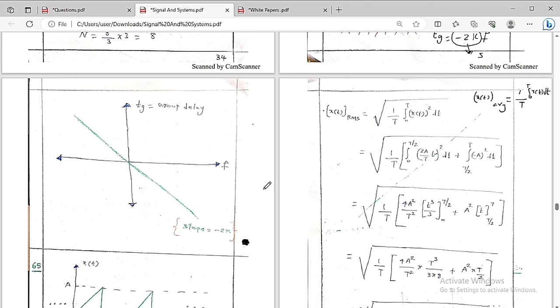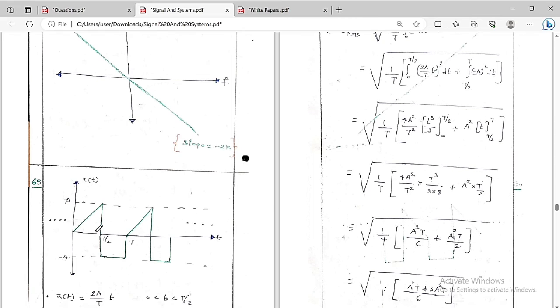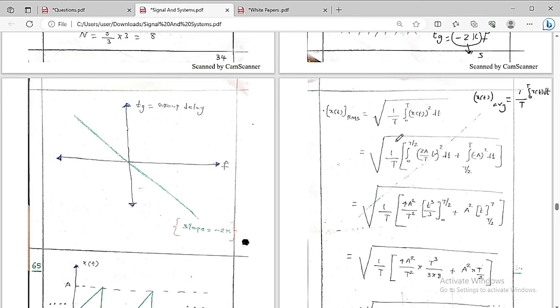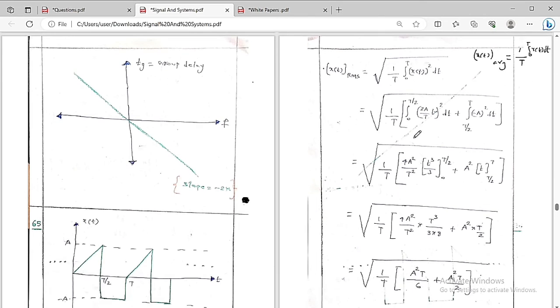Then basically we have two different equations of x of t for different times. So we are going to do integration from 0 to T by 2, then T by 2 to T. From 0 to T by 2, the expression of x of t is 2A by capital T into t. And from T by 2 to T, the expression of x of t is minus A. So I have substituted here.